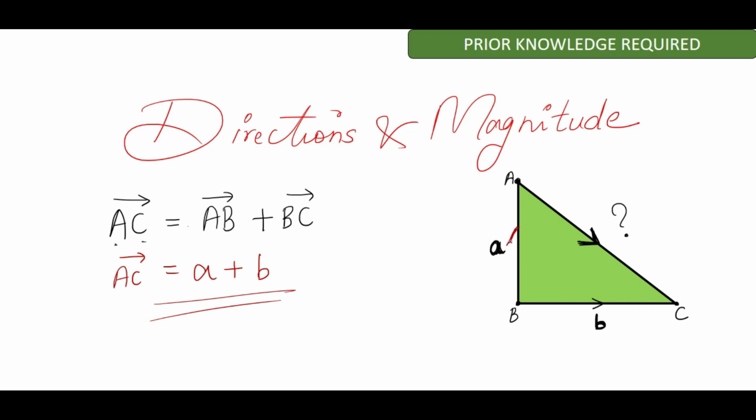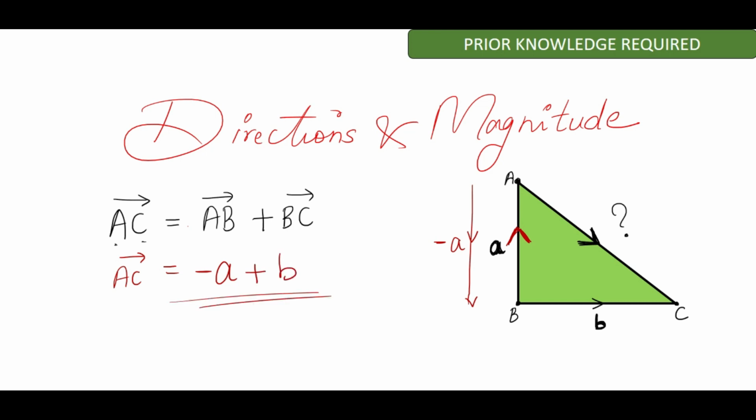Now what if there was a change in the direction? So here in this case you have written AC vector is equal to AB vector plus BC vector. But AB vector is minus a. Because see, if you're starting from here and moving towards A, in this direction it's a positive a. So if you're reversing the direction, that means this is going to be minus a. In this case the answer is going to be negative a plus b.